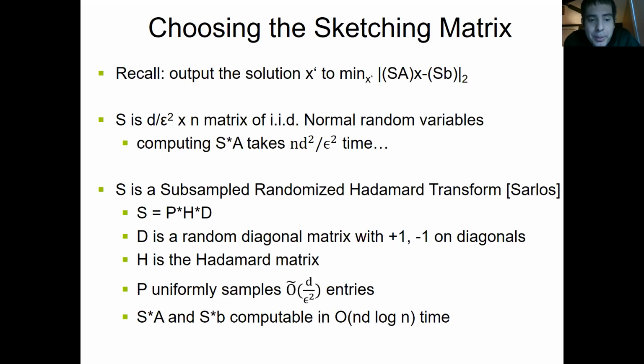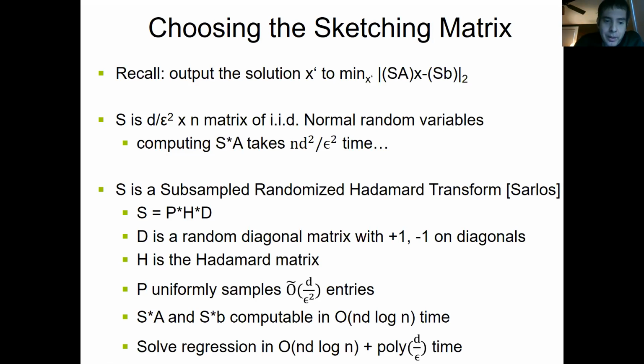So after having computed these, if I then solve this sketch problem with high probability, I'll get a 1 plus epsilon approximation. And so overall, it leads to an algorithm for regression, which is much faster than just computing the closed form solution. The time is nd log n plus polynomial in d over epsilon. It's roughly d cubed time there. So if n is very large, this is significantly faster than nd squared.